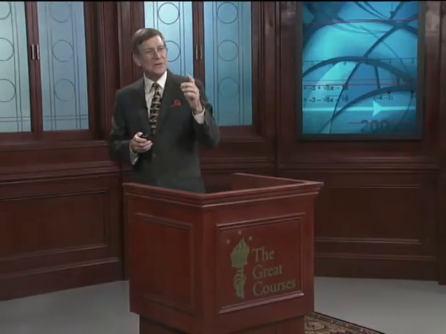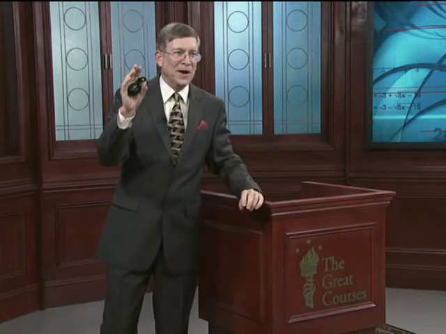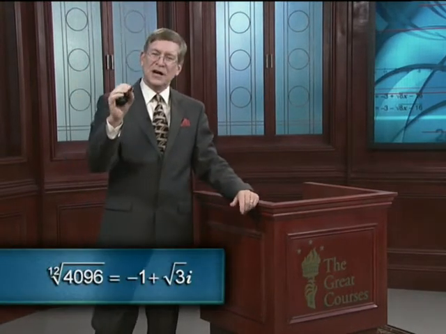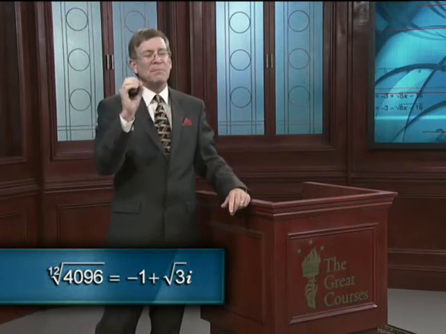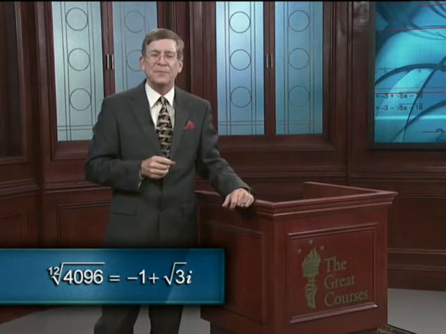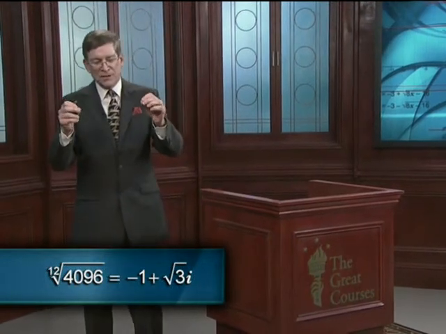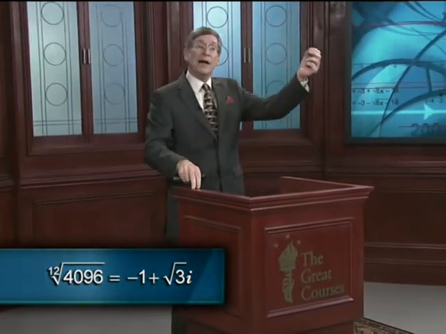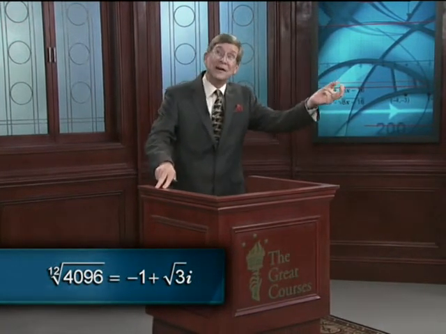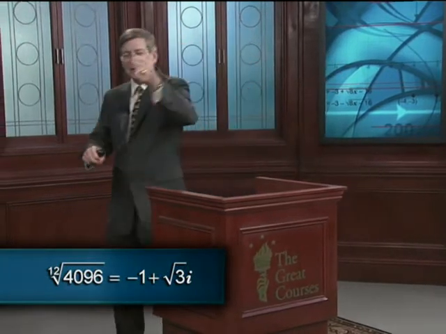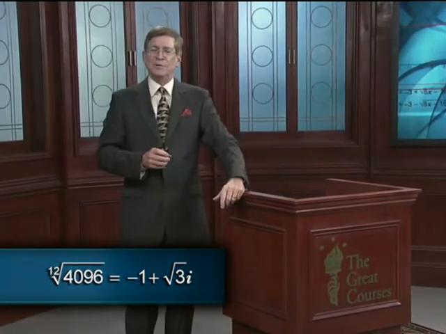Well, now we're going to kind of flip things around. Notice that 4,096 is the 12th power. Let me say it a different way. The 12th root of 4,096 is the original complex number, minus 1 plus square root of 3i. In other words, minus 1 plus the square root of 3i to the 12th power is 4,096. So the 12th root of 4,096 is the original complex number, minus 1 plus square root of 3i.